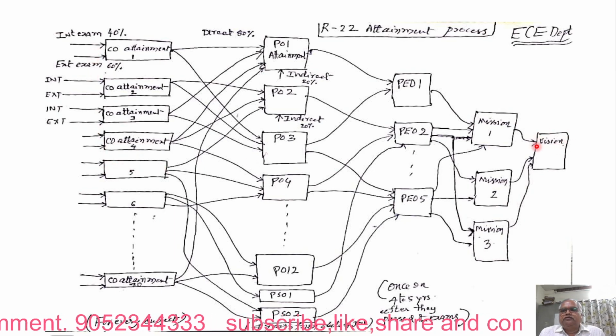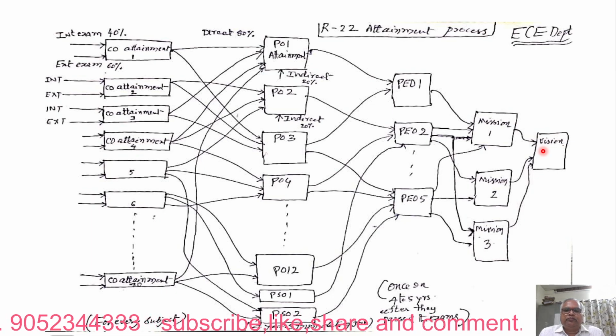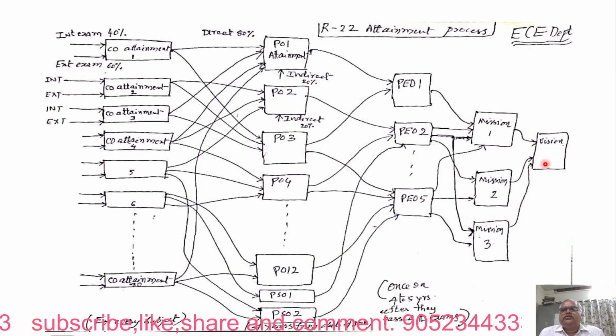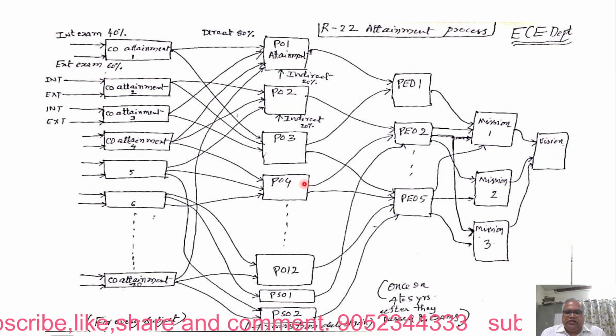So after 10 years, if vision attainment is reached, whatever process we are doing is correct. Otherwise, either modify the process or change the vision. So this is the entire process.